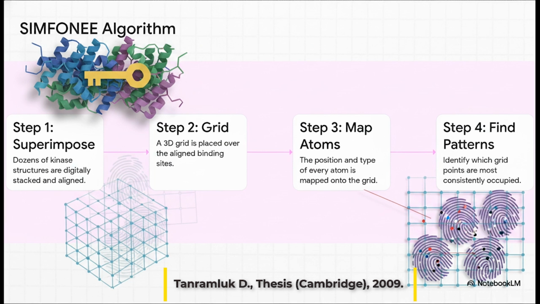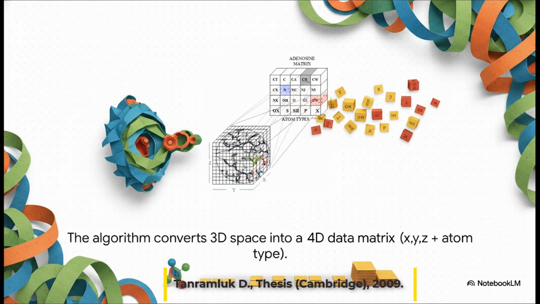Let's break it down. First, you take the 3D structures of dozens of different kinases, all with our master key locked inside, and you digitally stack them right on top of each other. Think of it like a perfect alignment. Then you lay a virtual 3D grid over that shared binding site. For every single one of those structures, you map exactly where each atom sits on that grid. And after you've done that dozens of times, you can finally ask the computer the magic question. Which spots on the grid are almost always filled? It's kind of like laying dozens of fingerprints on top of each other to see which ridges and loops are the most common. And this whole mapping process is the genius part. It converts that physical, three-dimensional space of the pocket into pure data, a four-dimensional matrix.